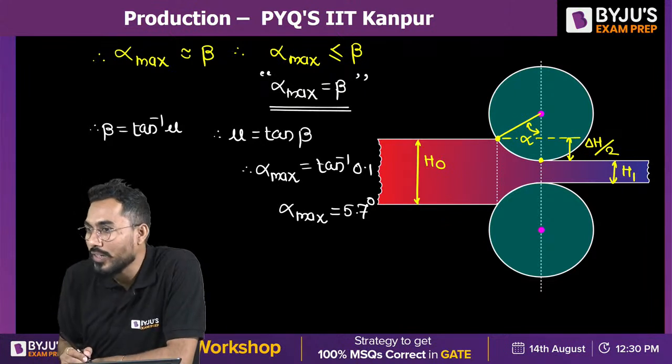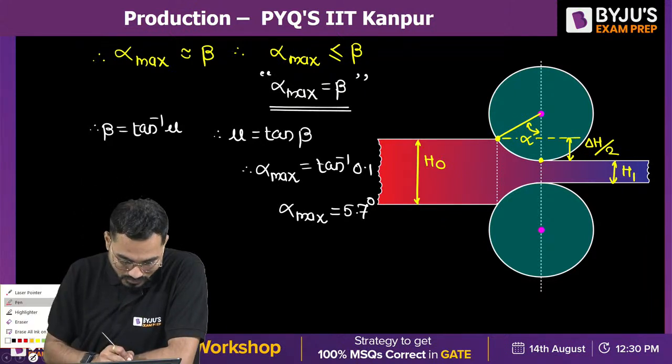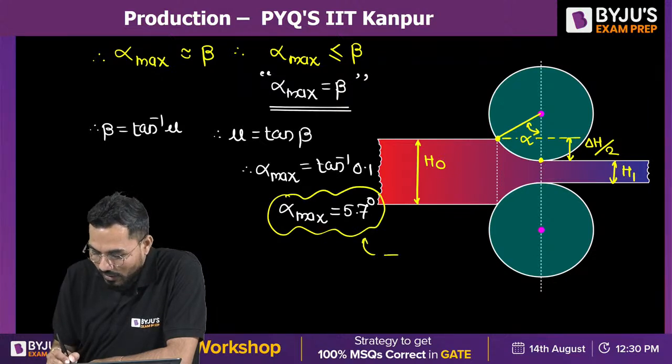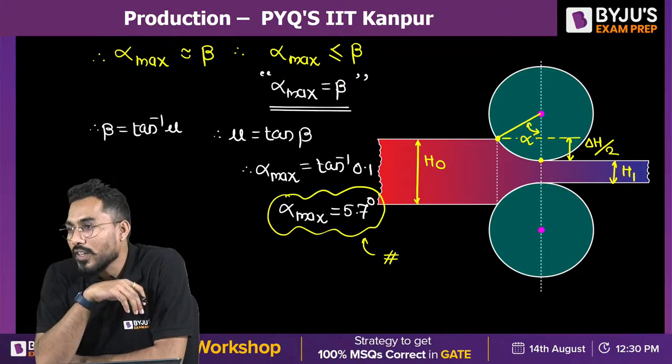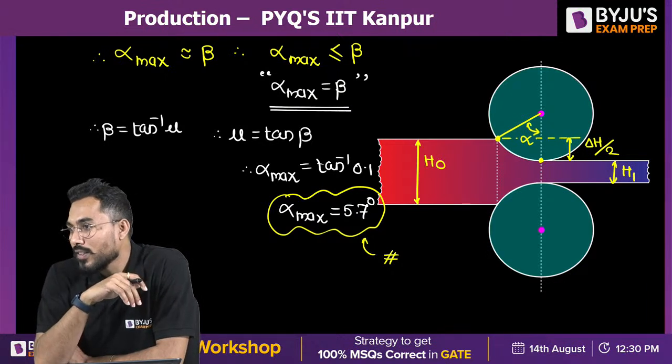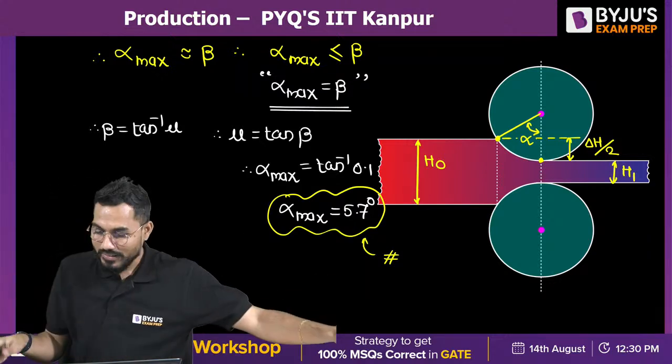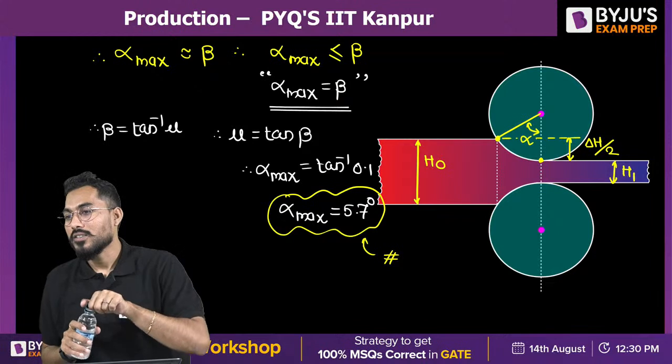Is there anyone who has calculated this? I hope so. You must have calculated, everybody. 5.7 degrees. Is it okay? The temperature is rising, the heat is rising here.